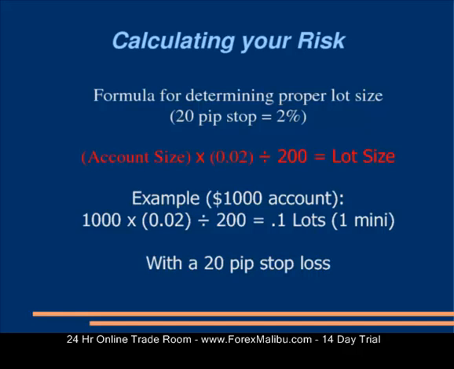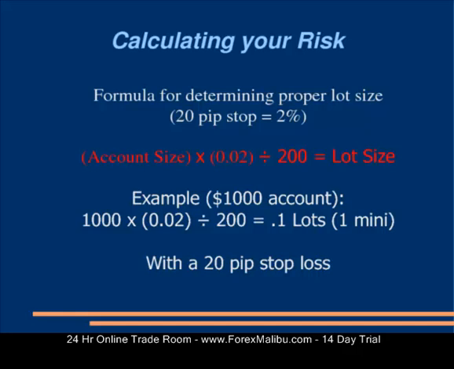Okay, so if you use a 20 pip stop, if you're going to use different figures, let me know. We can work it out for you. But this is based on a 20 pip stop equaling 2% of your account. This is the formula: account size multiplied by risk percentage divided by 200.